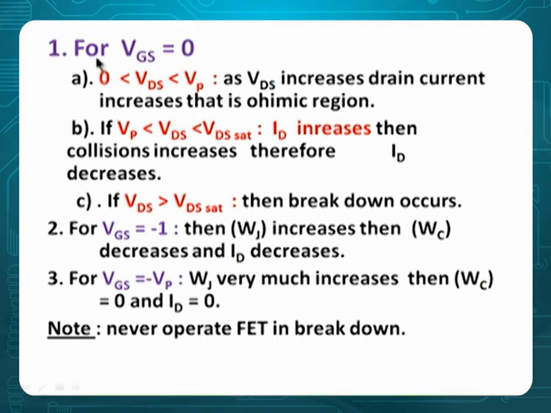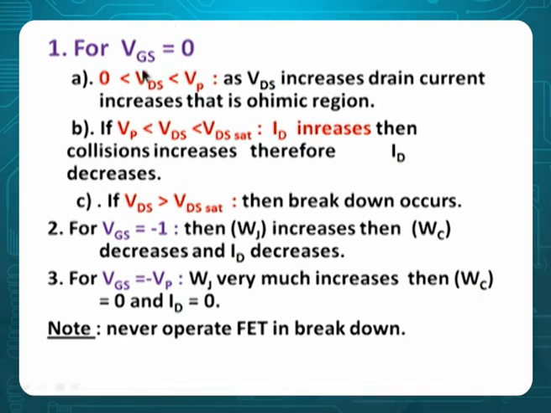Next, for VGS 0, 0 to VP, there is an ohmic region. As VDS increases, current increases. For VDS, VP to VDS sat, as ID increases, collisions also increase, therefore ID decreases. If VDS is greater than VDS sat, then breakdown occurs. That's why never operate in breakdown region.